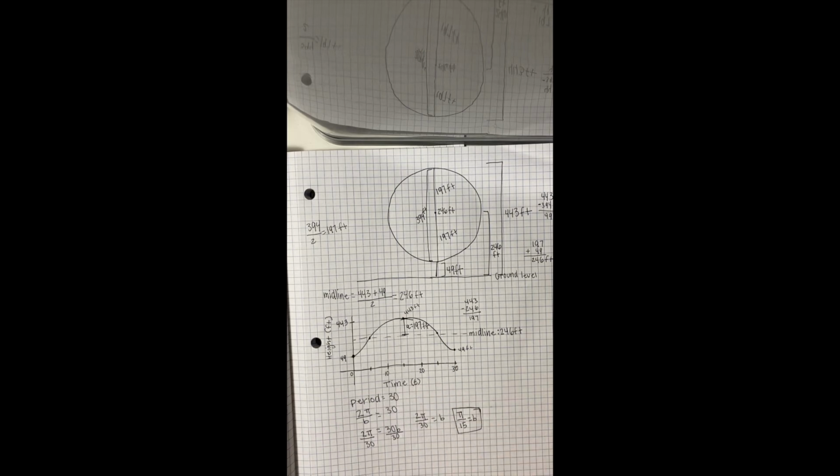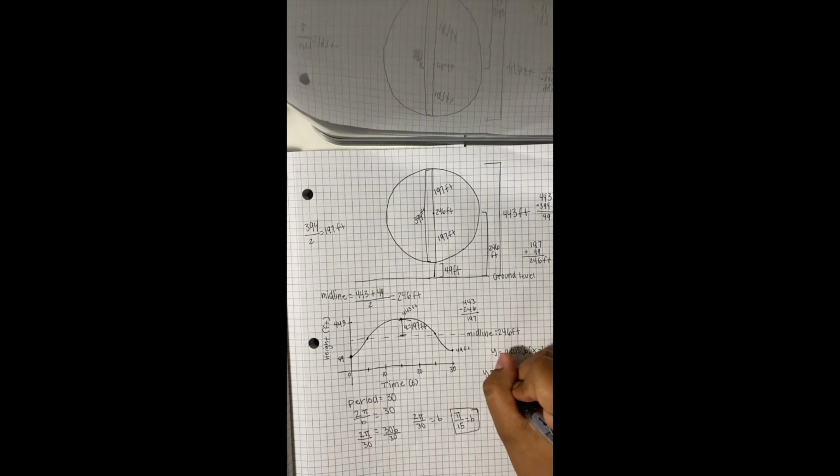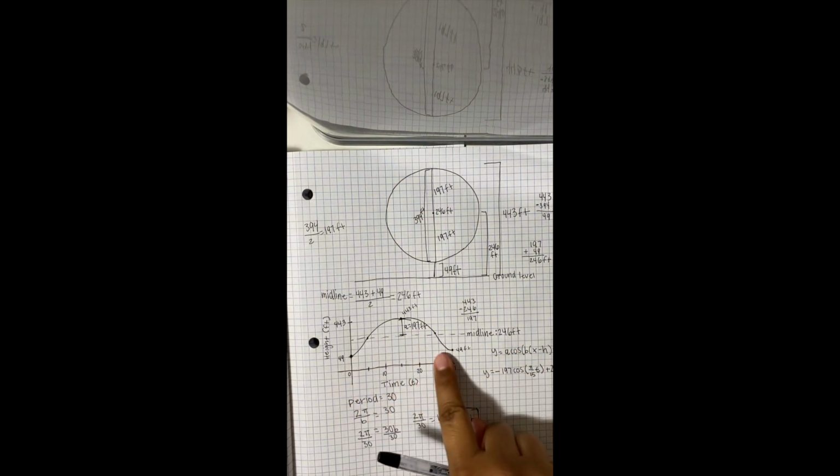I decided to make a negative cosine equation since the graph starts at the minimum. So the setup for my equation was y equals a cosine(b(x minus h)) plus k. I input 197 for the amplitude, pi over 15 for b, and there was no phase shift since the graph starts at time 0 and at its lowest height. I input 246 for the vertical shift, and I put a negative in front of the amplitude to flip the graph so it starts at its minimum instead of its maximum.